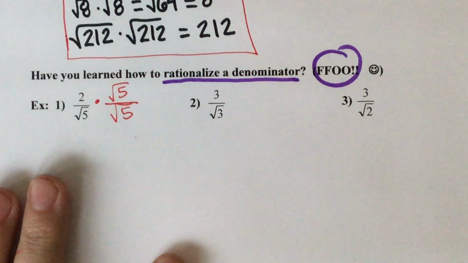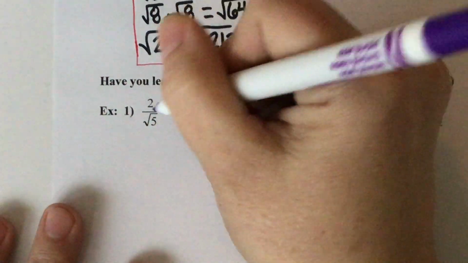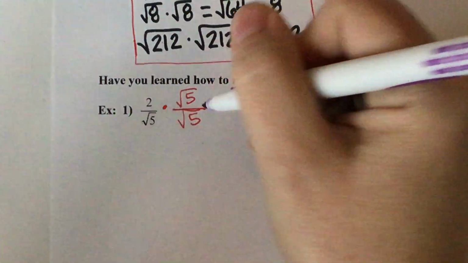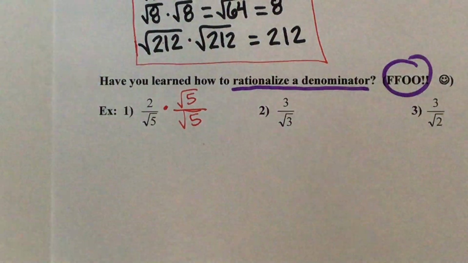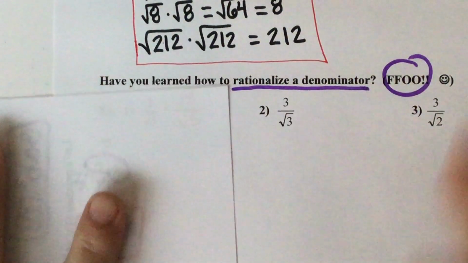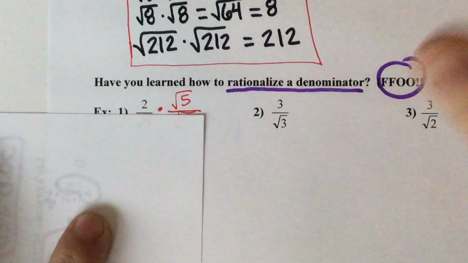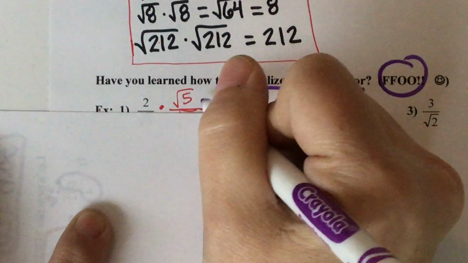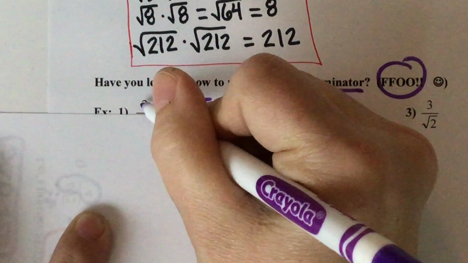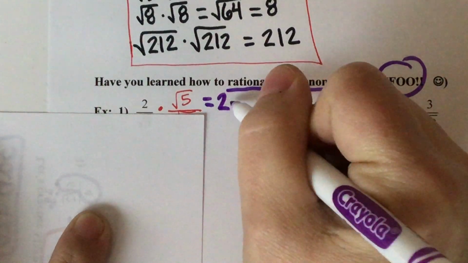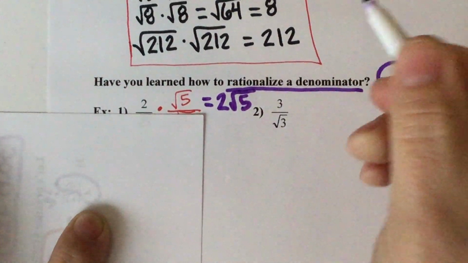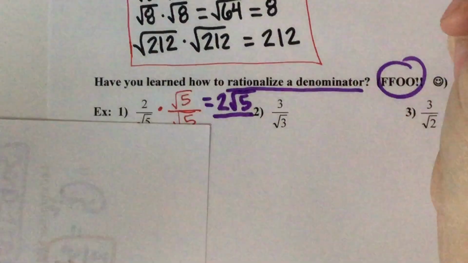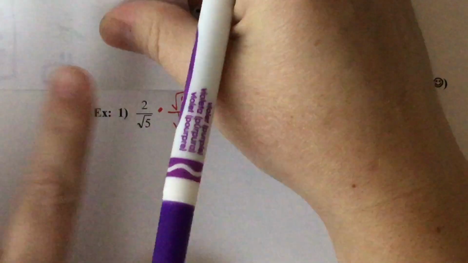Okay, so once you figure it out, we multiply straight across, straight across. So when I multiply my numerators, I can't actually multiply them together because one is under a radical and one's not. So you basically just recopy it. 2 times square root of 5 is 2 square root of 5. Now let's put our division bar. Now let's multiply the denominators.